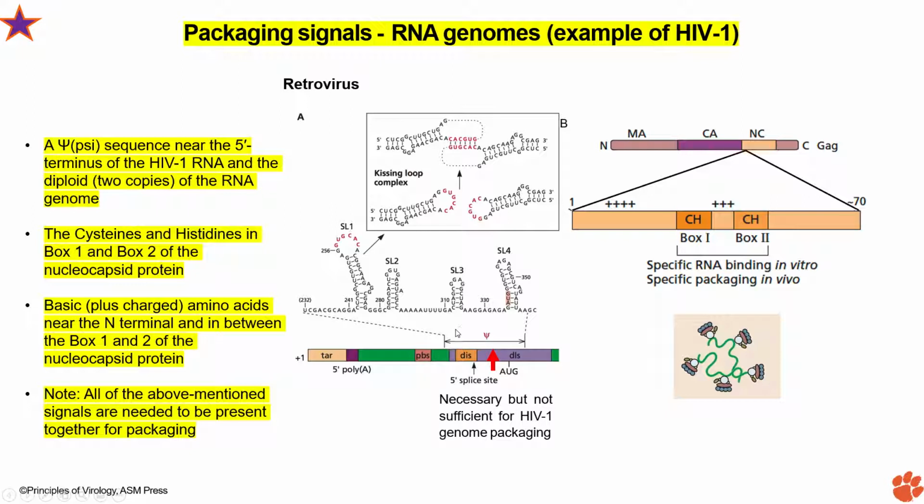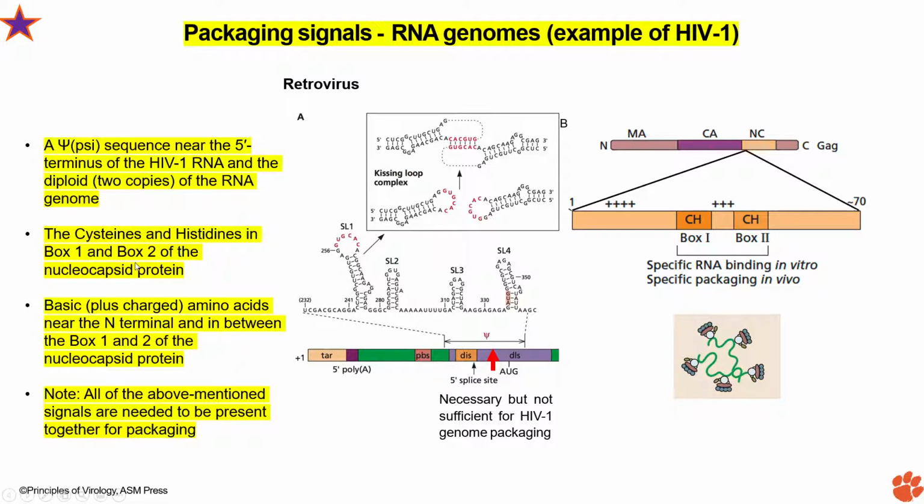You have a sequence right here near the 5' terminus. Remember that this is the 5' terminus. This is not the end of the genome. You can see that this is the 5' end of the genome. This is not the complete genome. And the genome is diploid. You have 2 copies. Remember that 2 copies of genomes are packaged.